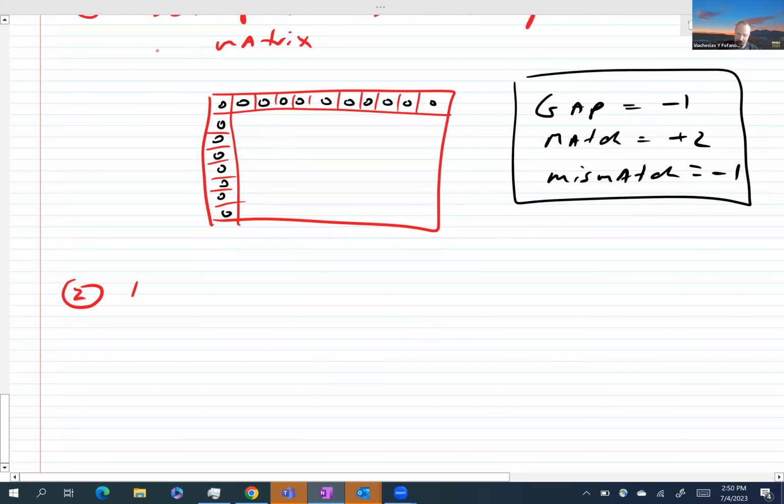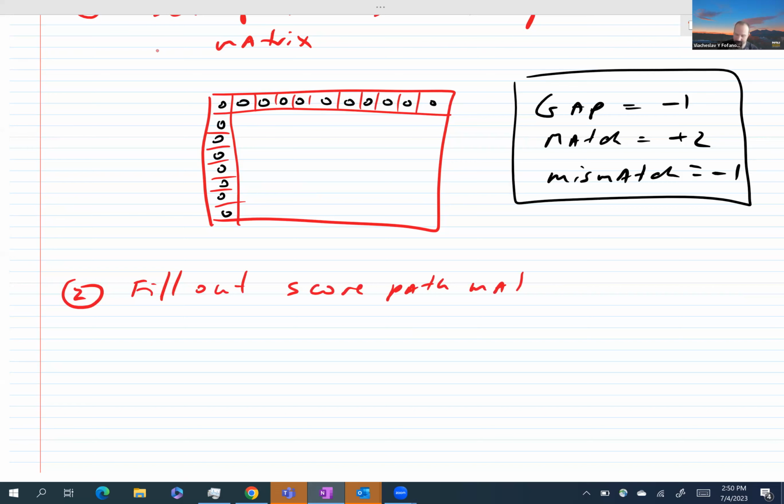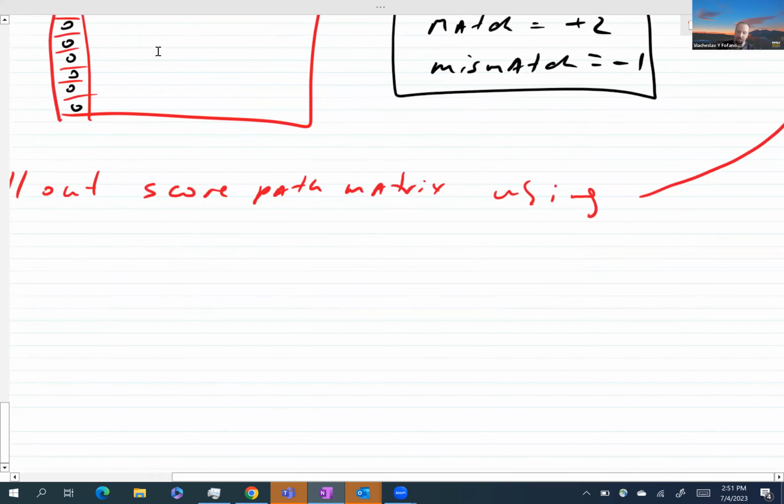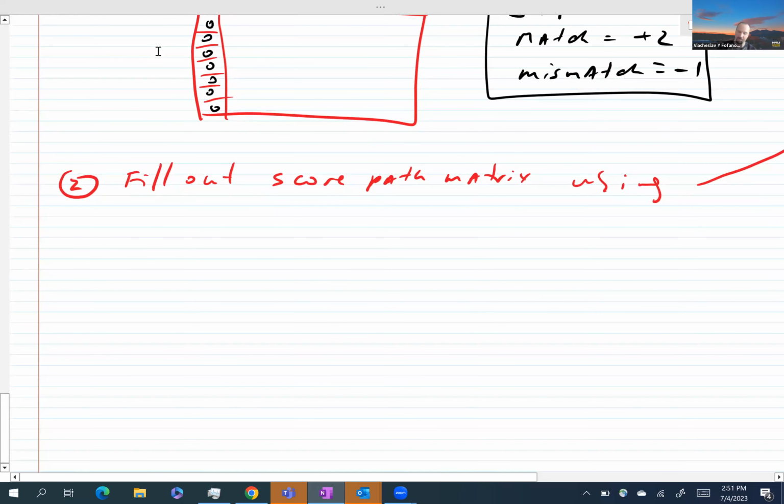Then we're going to fill out the score matrix using our new set of rules. Identical to the Needleman-Wunsch rules, only we're adding the minimum value that we can have at the table. And then once we fill out the whole thing, we are going to have to perform the traceback, and we're going to talk a little bit about that in just a second.